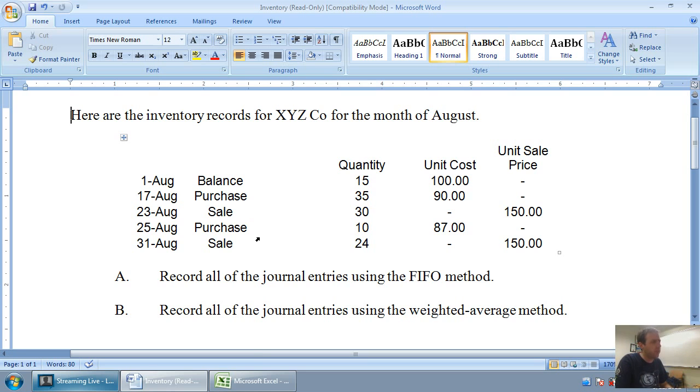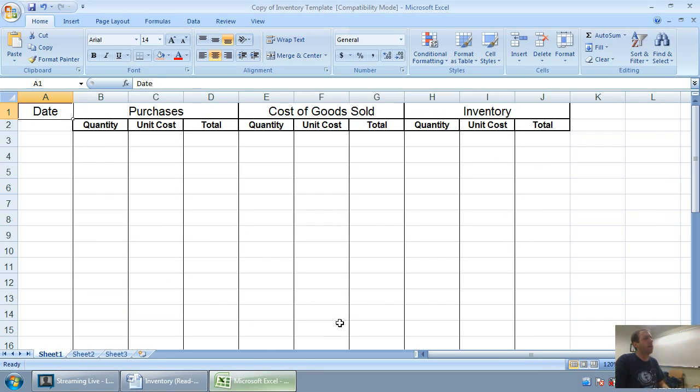To do this and to keep track of inventory, I've encouraged my class to learn to use one of these. This is called an inventory record, and it's just a way of keeping track of your inventory. Very good chance you'll have seen something like this in your class, but if not, I think it's going to be very clear how to deal with it.